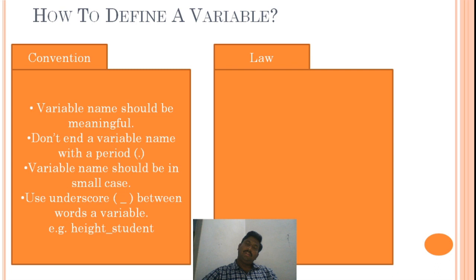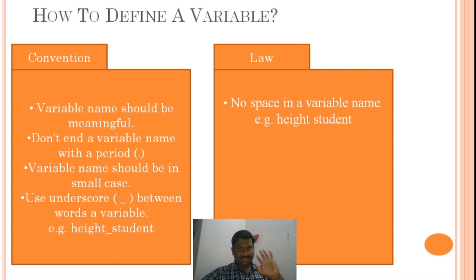Law. Laws are the things you have to compulsorily follow. Without that, you cannot start working on this. Let us see. No space in variable names. For example, height student. So there is a space between height and student. Any software, including SPSS, will take it as two variables. From the space, it separates out the variables. So don't name a variable with space.